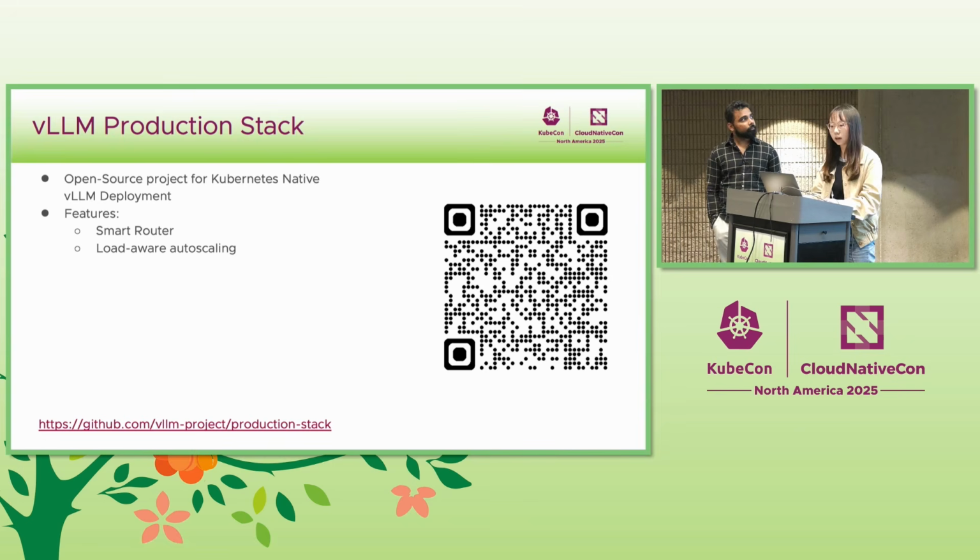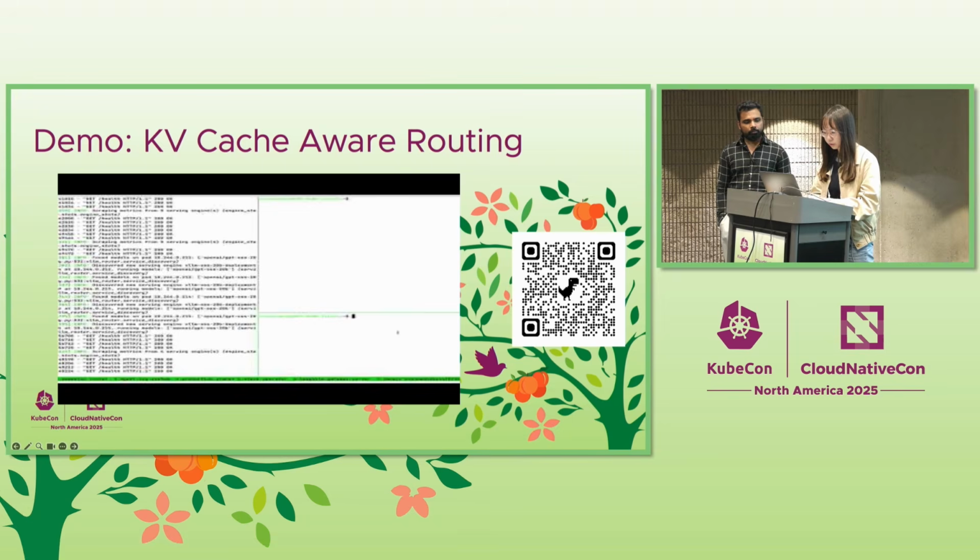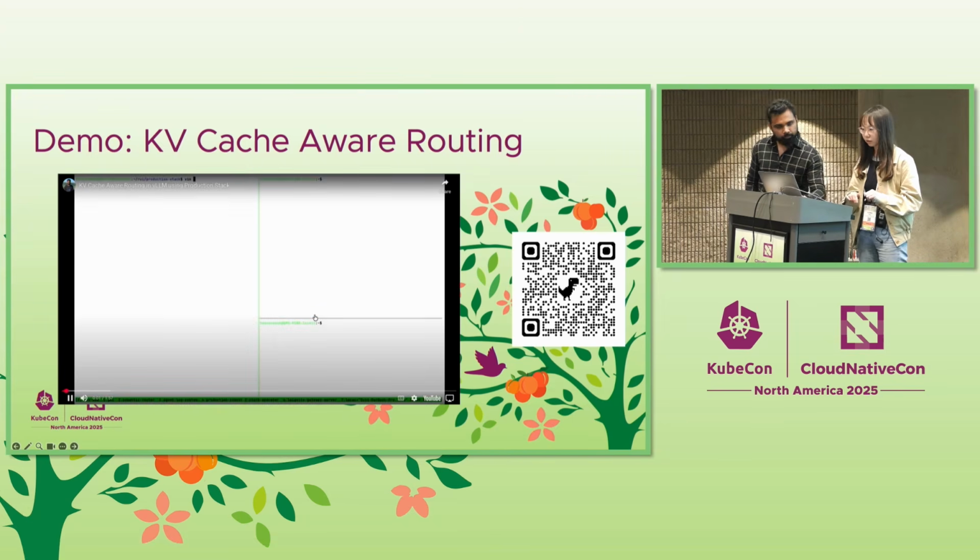This KV-aware router feature is enabled in another of our open source projects called vLLM Production Stack. vLLM Production Stack is an open source project for Kubernetes native vLLM deployment. It has features such as smart routing logic and auto-scaling based on LLM specific metrics such as load and KV awareness. With that, I want to show a demo for the KV-aware router.